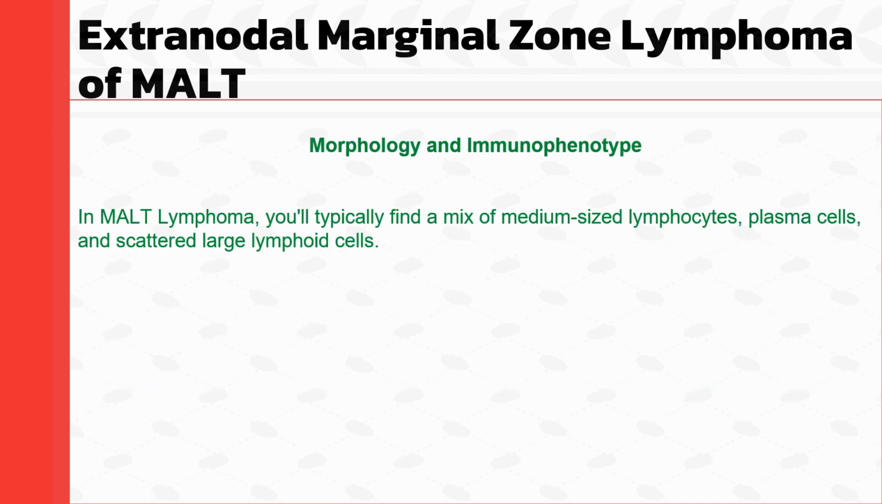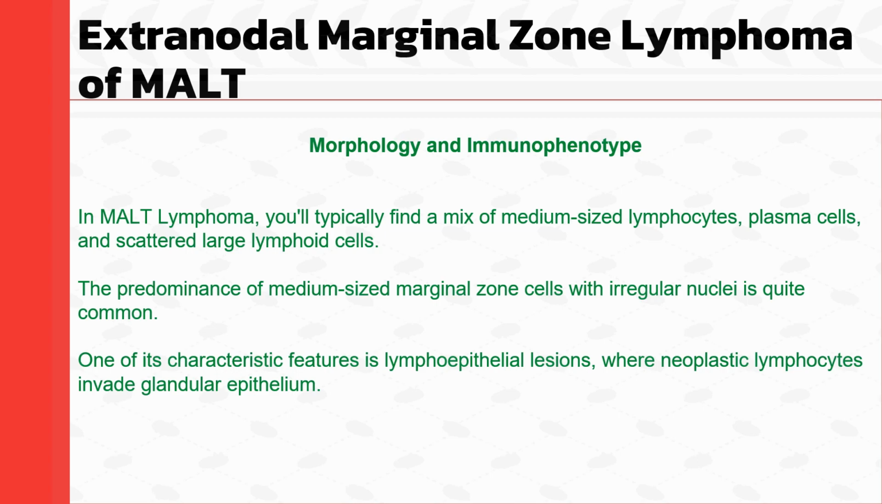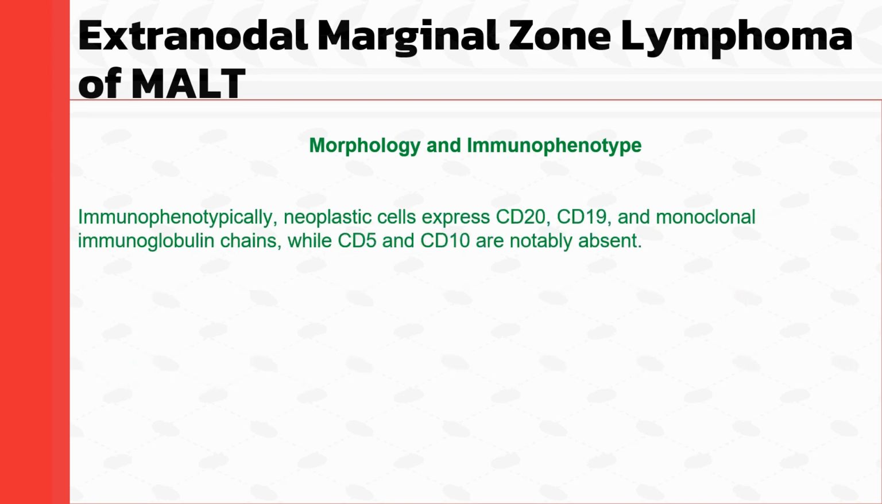In MALT lymphoma, you'll typically find a mix of medium-sized lymphocytes, plasma cells, and scattered large lymphoid cells. The predominance of medium-sized marginal zone cells with irregular nuclei is quite common. One of its characteristic features is lymphoepithelial lesions, where neoplastic lymphocytes invade glandular epithelium.